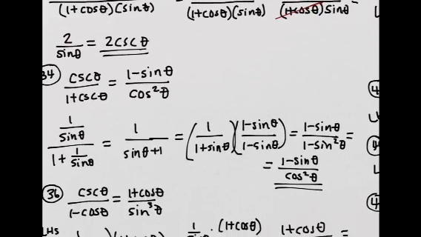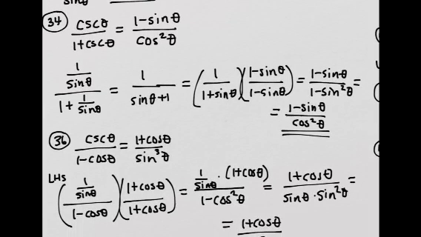For 34, I'm working on the left-hand side again. I didn't write it down, but it's the left side. So I converted these two to their 1 over sine, right here and here. Then I multiplied top and bottom by sine theta. So what happens is, when you multiply by sine theta on both top and bottom, sine theta over sine theta cancels, so you're left with 1. And then you distribute it right here, and you're left with sine theta plus 1.